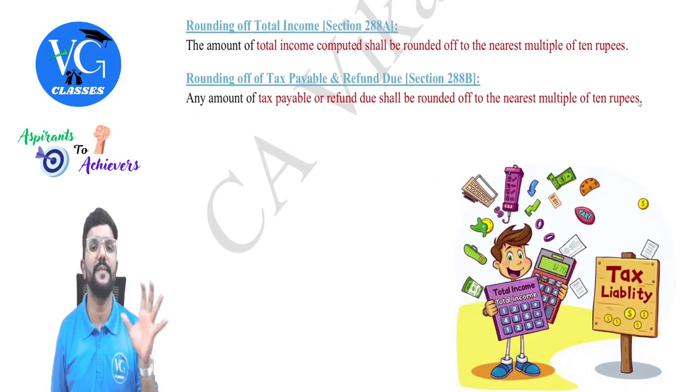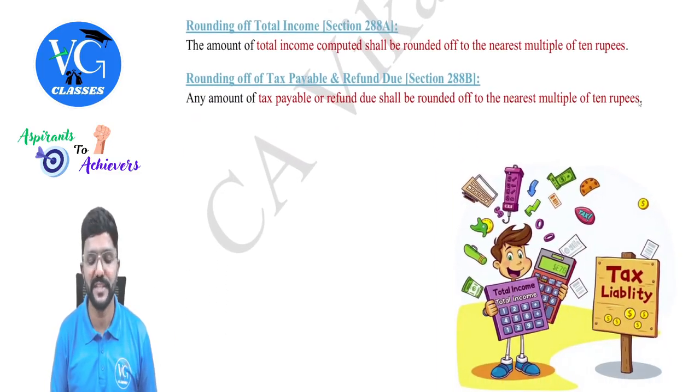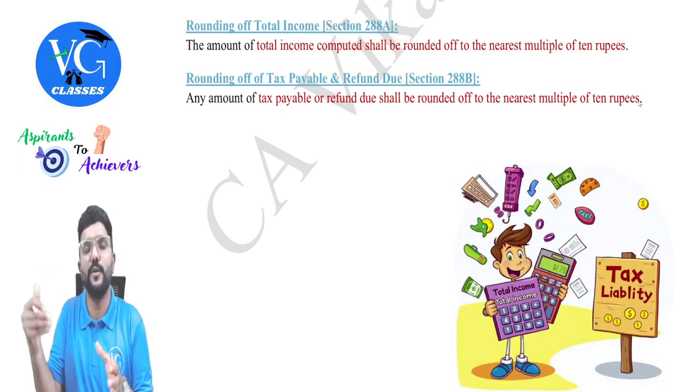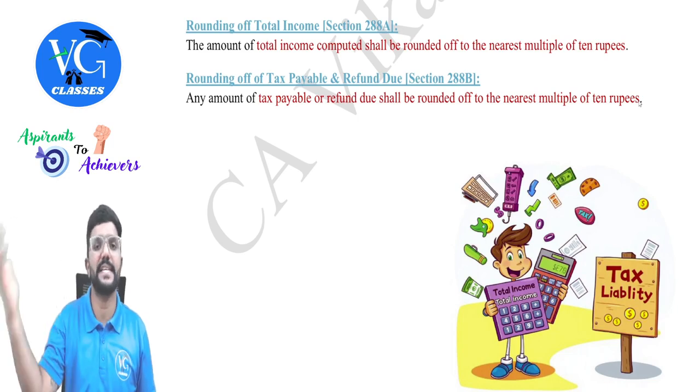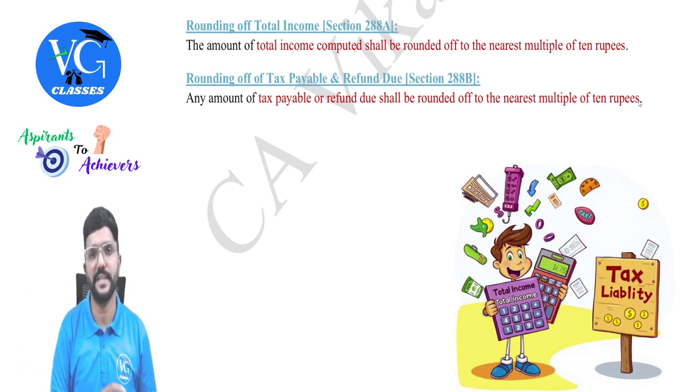Then total income should always be rounded off to nearest 10 rupees as per section 288A. That is, if the last digit is 5 or more, take next 10. Less than 5 means take previous 10.